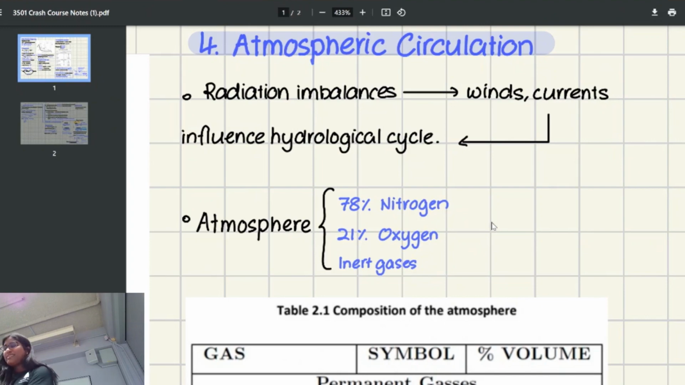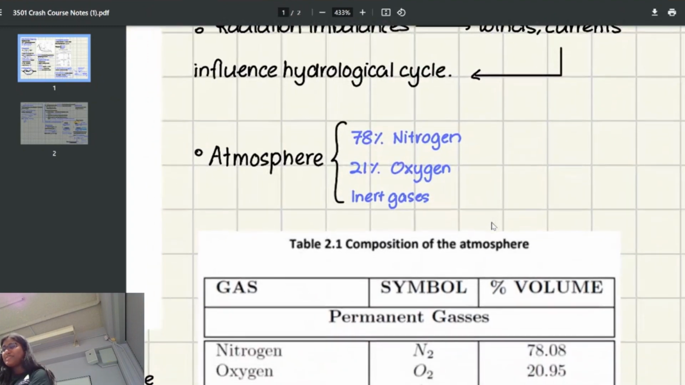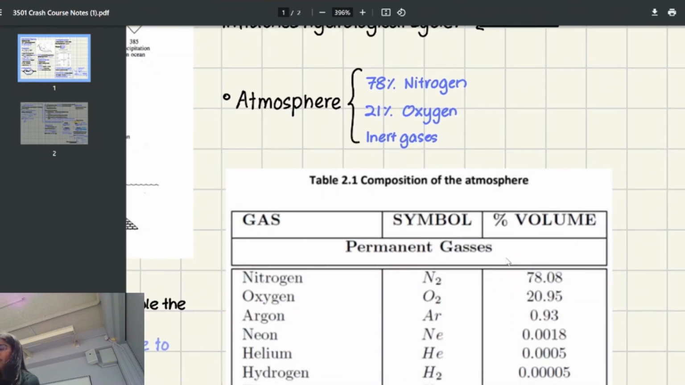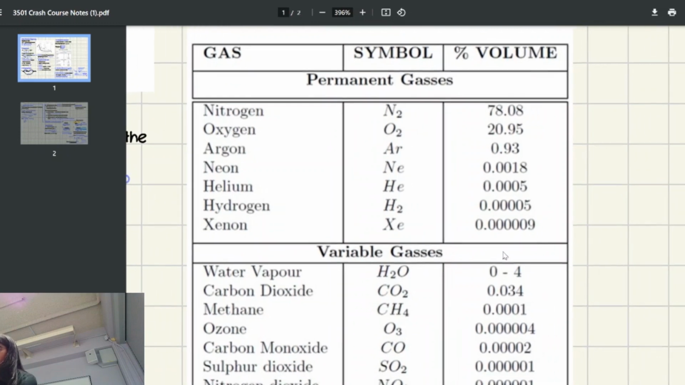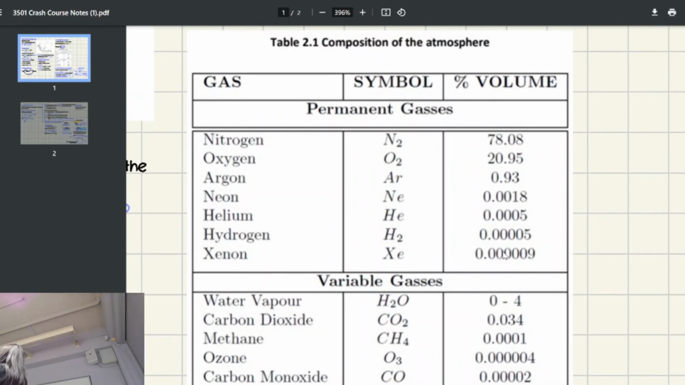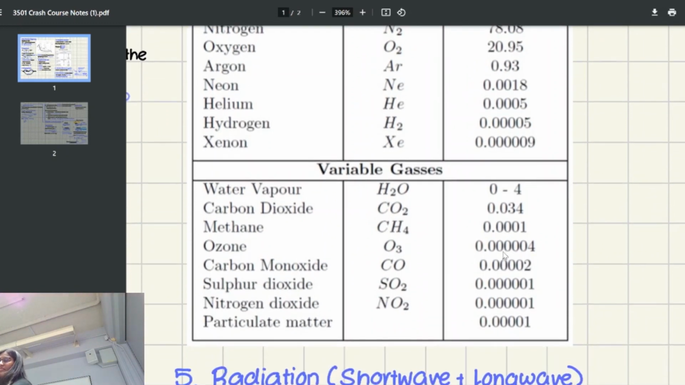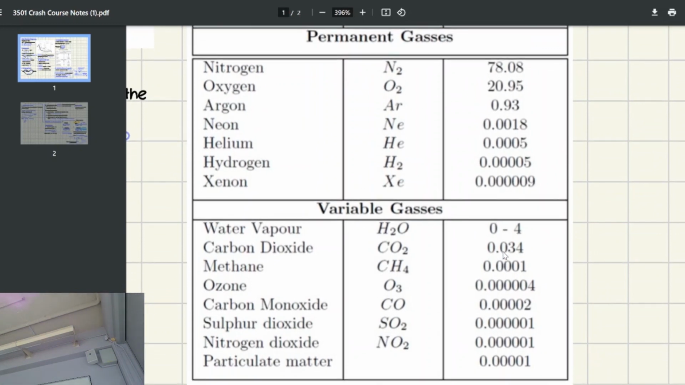Just a quick common fact about the atmosphere. The composition of gases in the atmosphere is made up of 78% nitrogen and 21% oxygen, and then the 1% is just noble or inert gases, which I can show you here. This is taken from our notes from last year, which is a very complex composition of the atmosphere table. You won't need to remember all of them, but it is useful to remember the chemical formulas just because they might get thrown in as a question or something. So it's useful to know what they are.